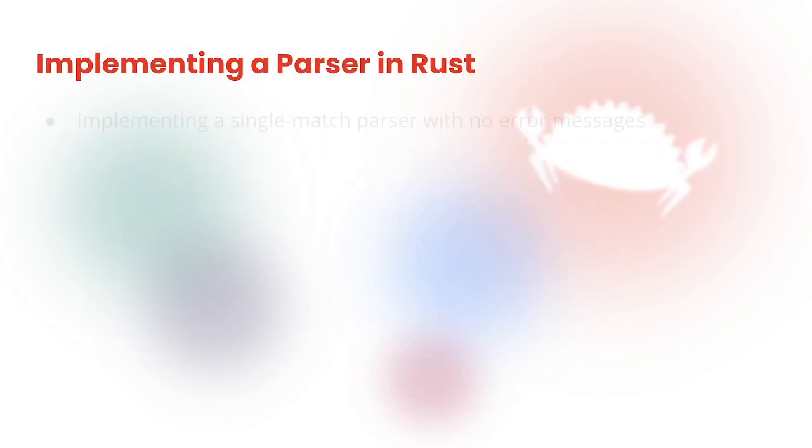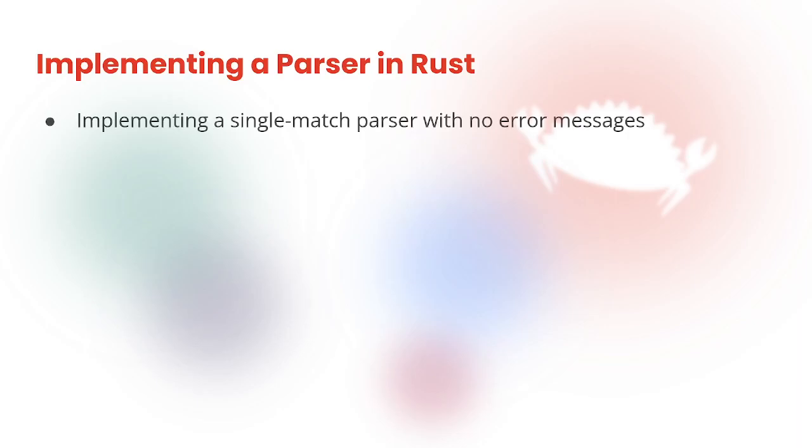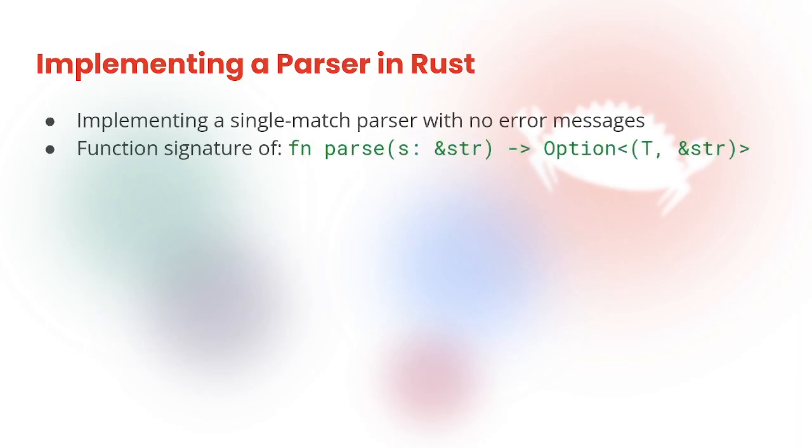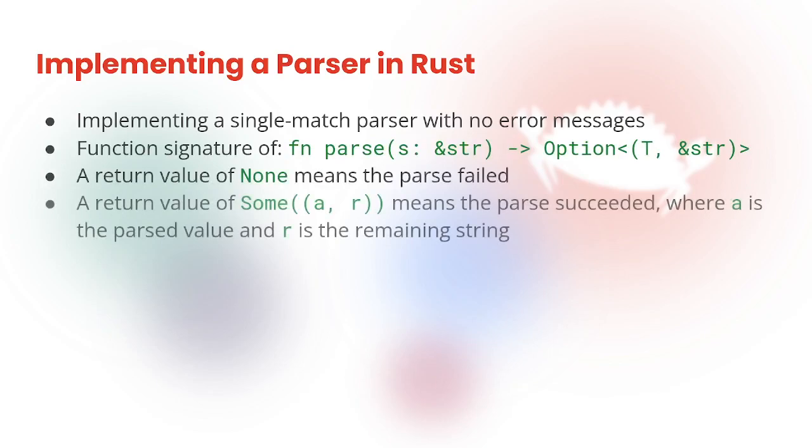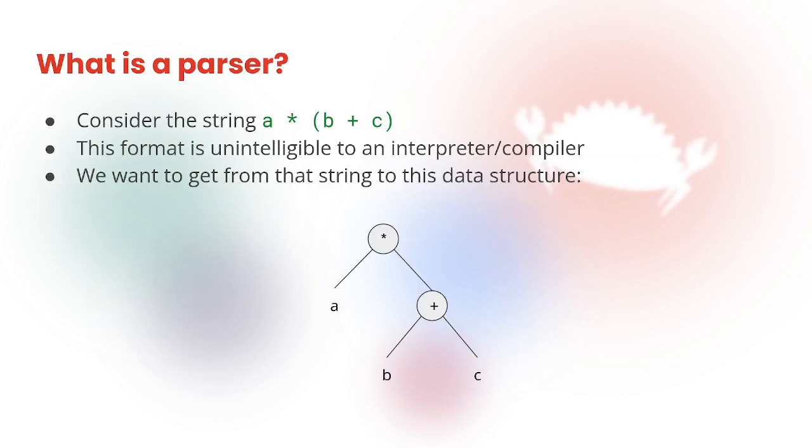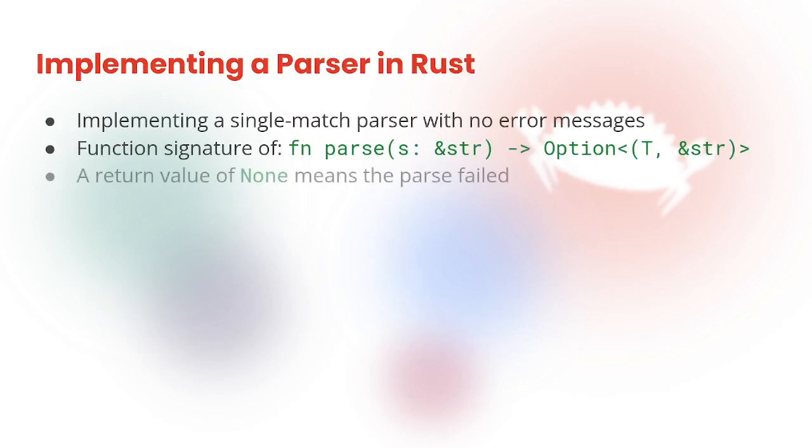Implementing a parser in Rust. We're going to be implementing a single match parser with no error messages, which means that its function signature looks like this. It takes in a string, right? All parsers need to take in a string. And what it gives you is the data structure that we illustrated on the previous slide. This kind of data structure, which is a tree, right?